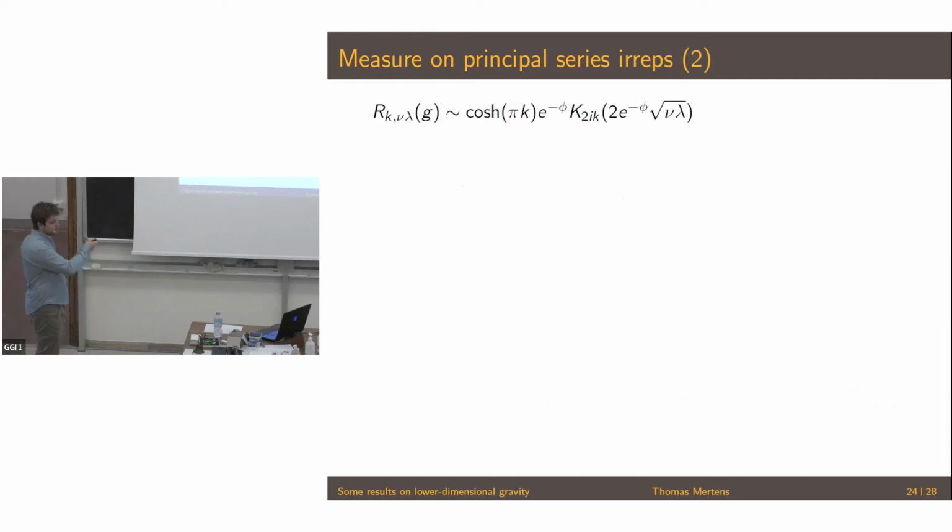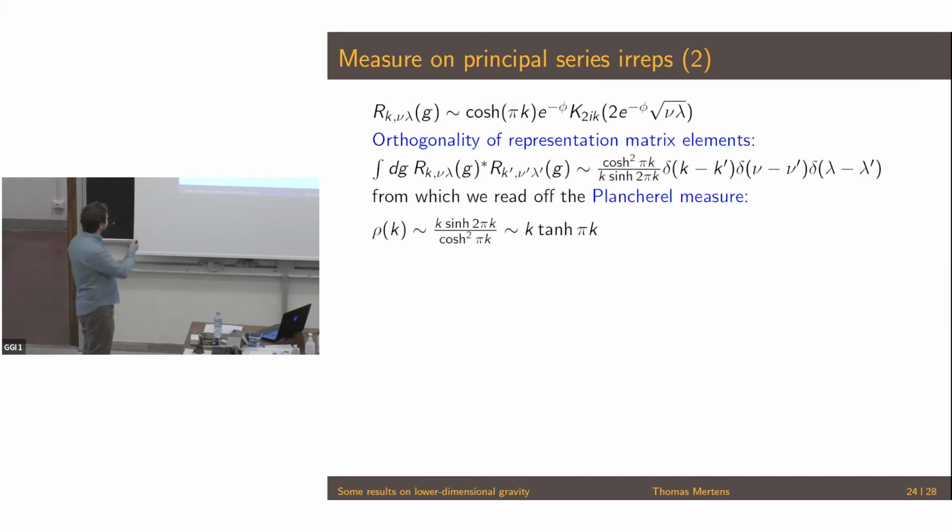So this is essentially this representation matrix element that we had on the previous slide. Notice in particular this cosh pi k factor that appears up front, because that one will be important. Now, once you have representation matrix elements, you can do an orthogonality calculation. So you do an integral over the group manifold, and then the representation matrix times its conjugate. And the result is a product of delta functions, but there's a factor up front.